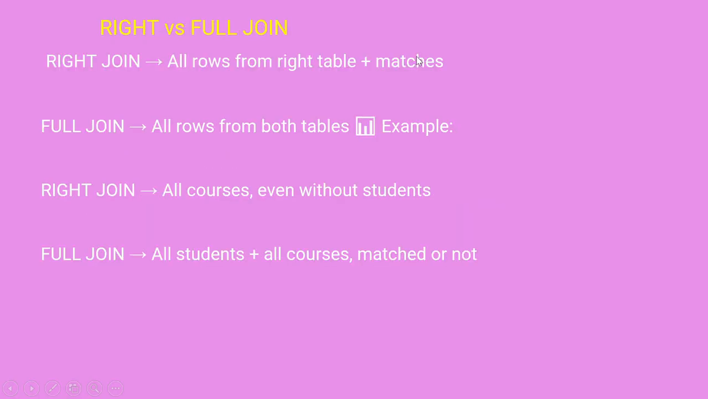The difference is clear. Right join ensures all rows from the right table appear, while full join ensures all rows from both tables appear, matched or not.